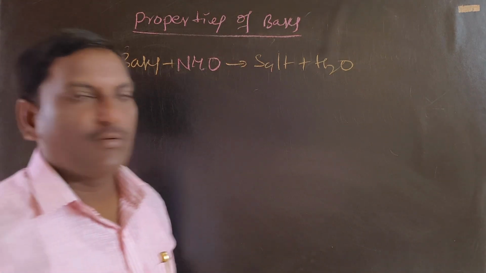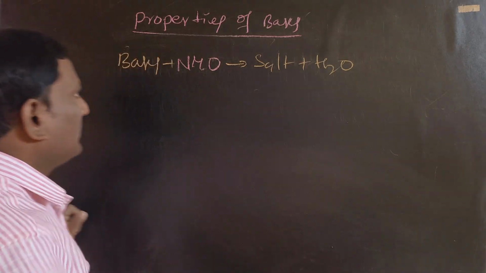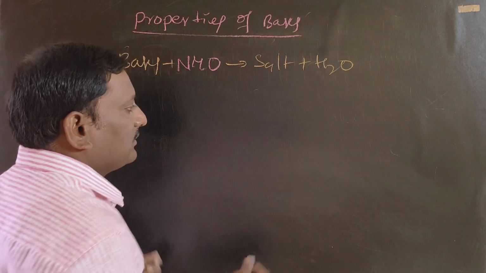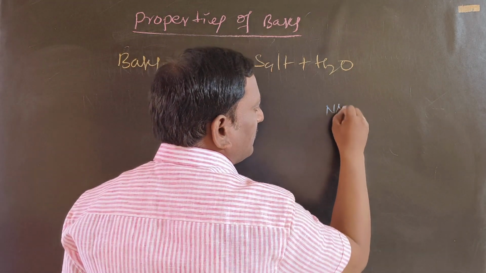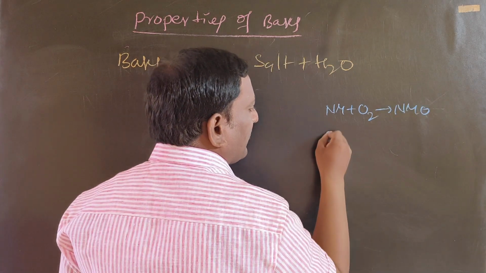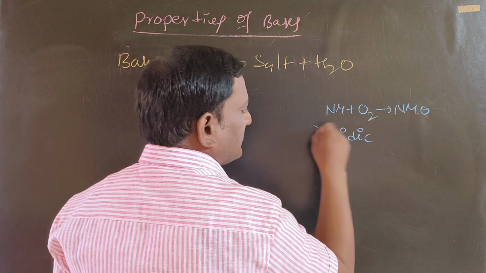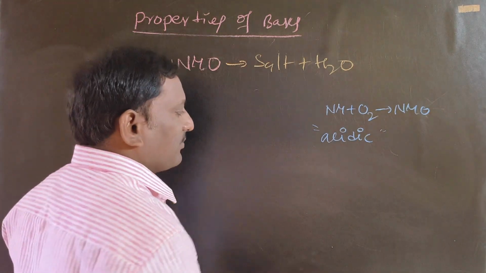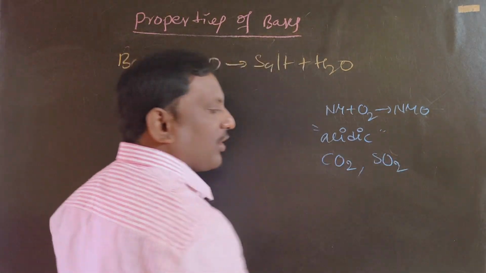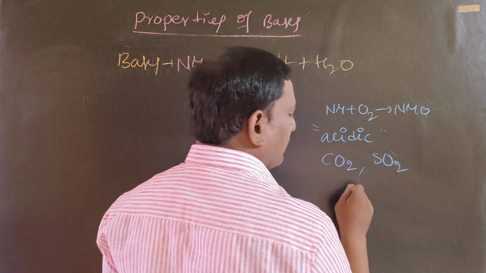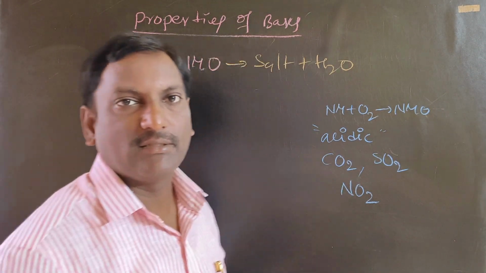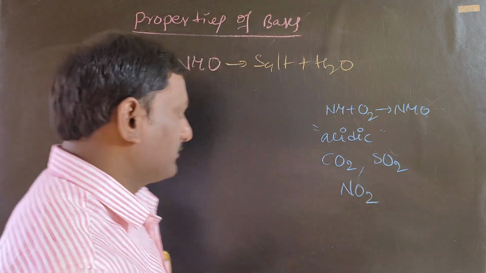Generally, bases react with non-metal oxides to give salt and water. That means here non-metal oxides are acidic in nature. Please make a note of it. Generally, non-metals react with oxygen to give non-metal oxides. Non-metal oxides are acidic in nature. Example: carbon dioxide is a non-metal oxide. Sulfur dioxide is a non-metal oxide. Nitrogen dioxide is also a non-metal oxide, which are acidic in nature.